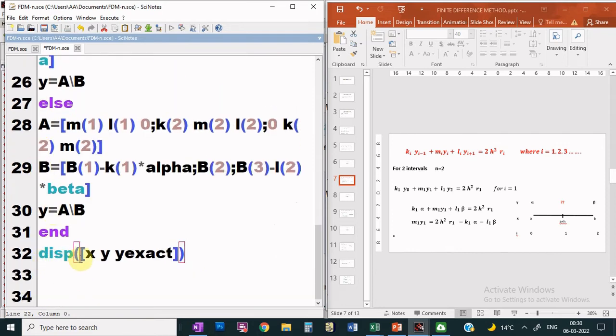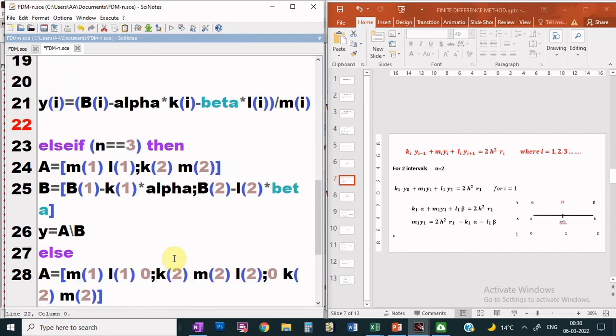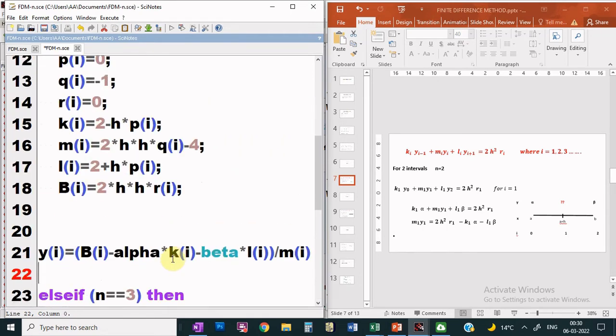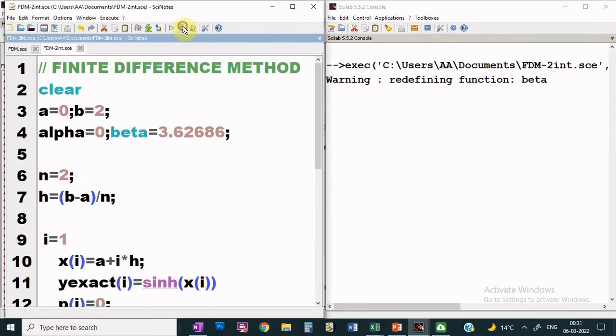And then finally we will be displaying the value of x, y, the computed value and the exact value. So now if we run this program, let us see what we get. The first value is the x coordinate, then the value of y which we have computed using the finite difference method, and this is the exact value. So we see that these values are computed on the basis of the finite difference method.